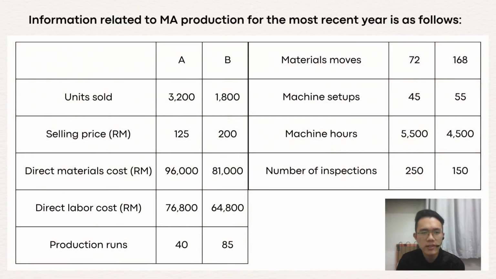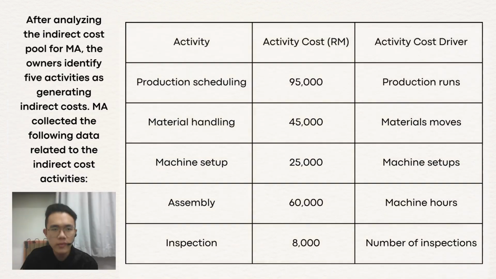Next, we can see that the information related to MA's production for the most recent year is also given. We can see that the units sold, selling price, direct material cost, direct labor cost, production runs, material moves, machine setup, machine hours, and number of inspections for each product A and also product B is given in the question.